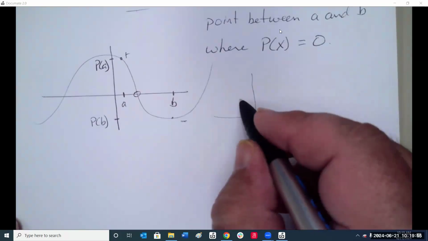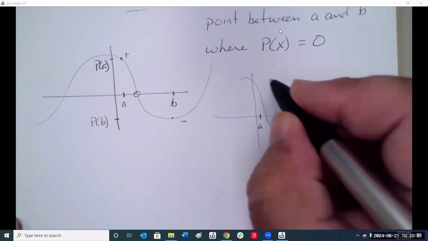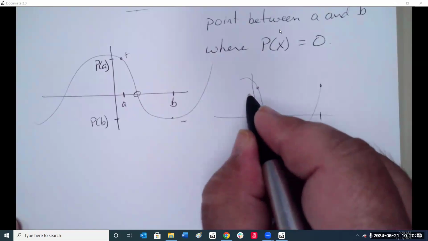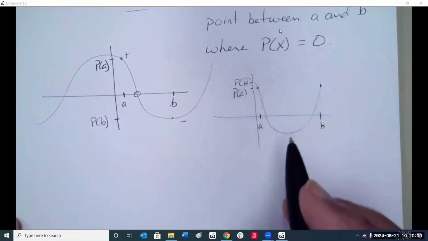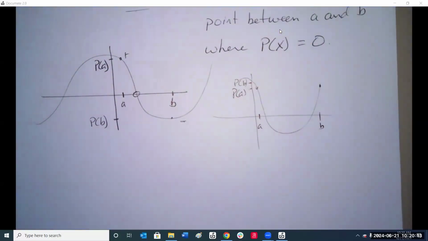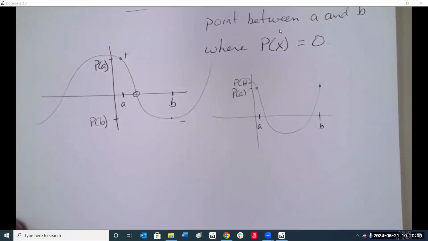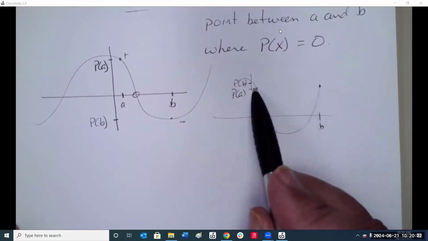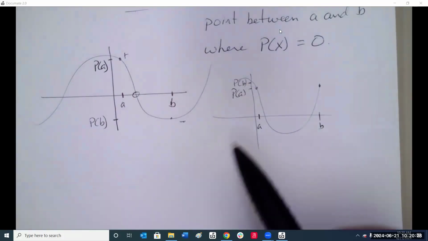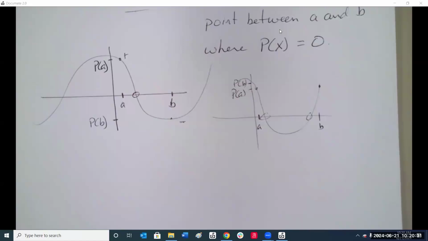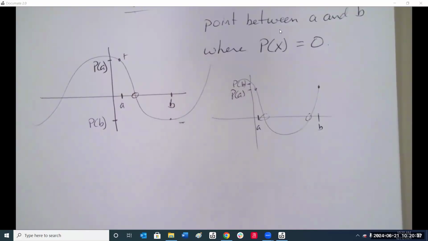And that's not always that accurate, because what if we had this? What if I made A here and B here? This is P of A, and this is P of B. So because they both end up the same signs, they're both positive, the intermediate value theorem doesn't work, even though we know that it's going to cross at least once inside there. So all this one tells us is that if they end up with different signs, then we know there's at least one answer between them.